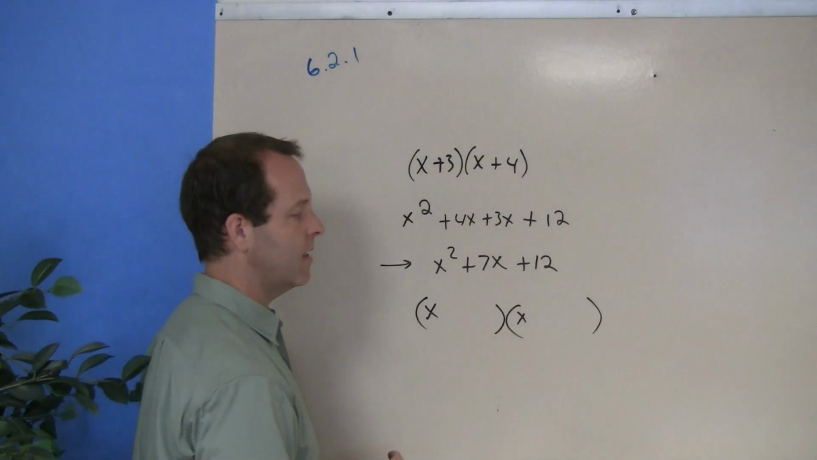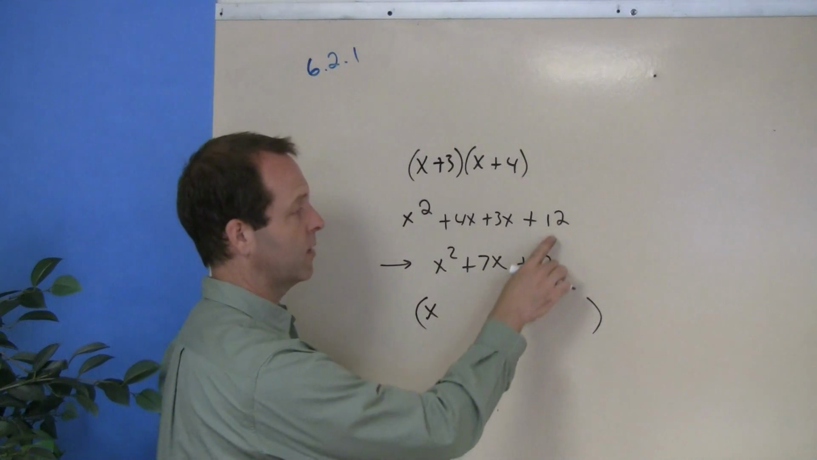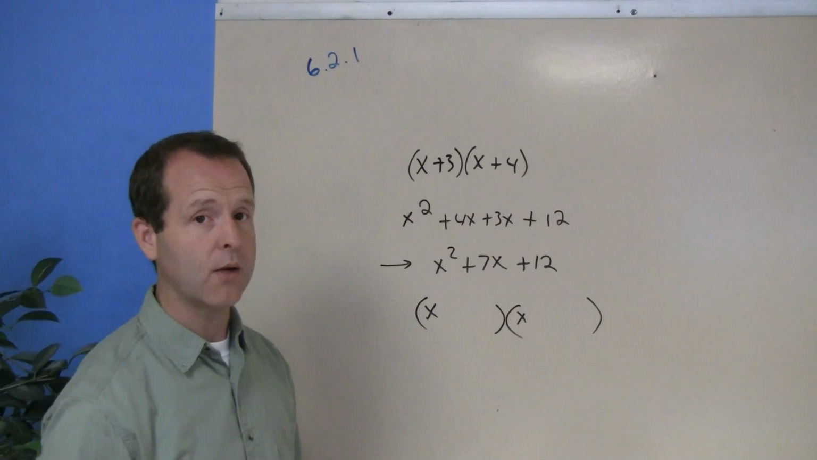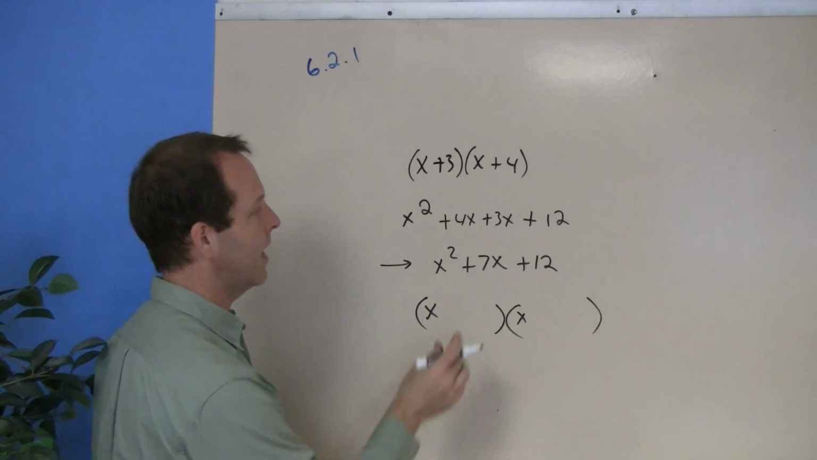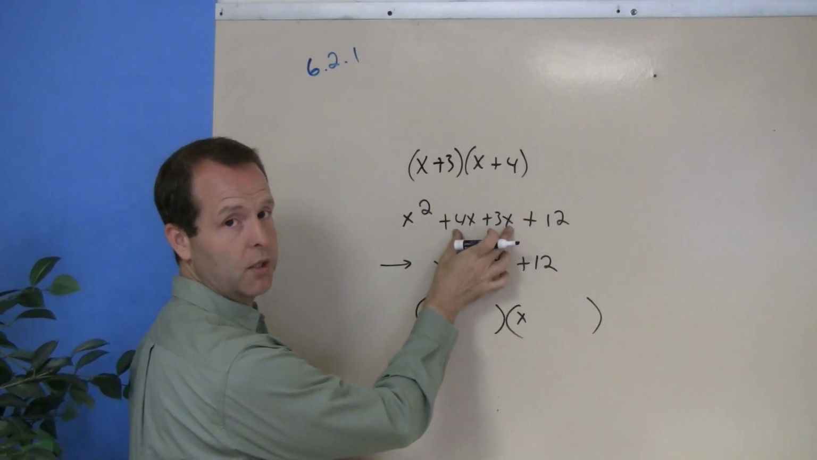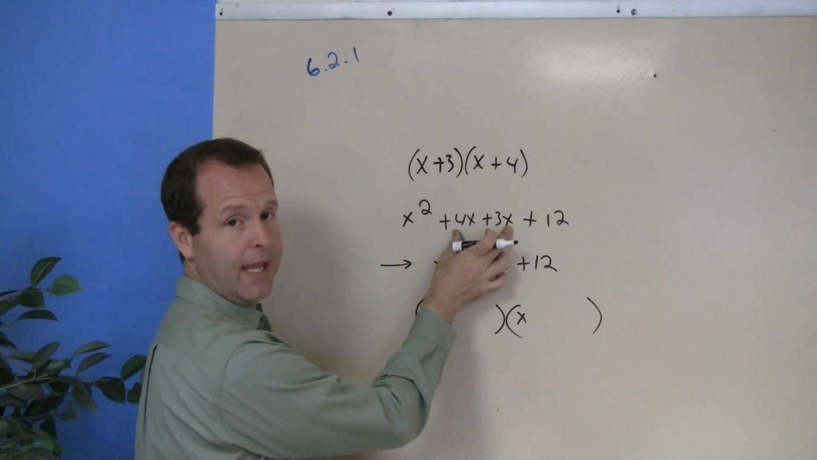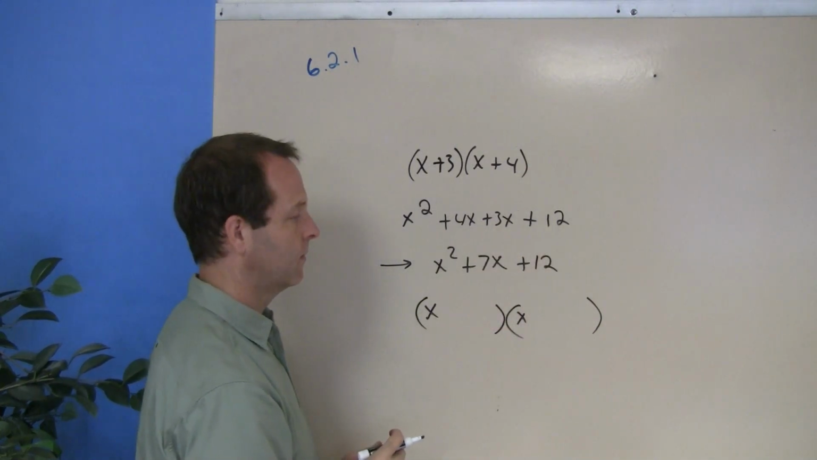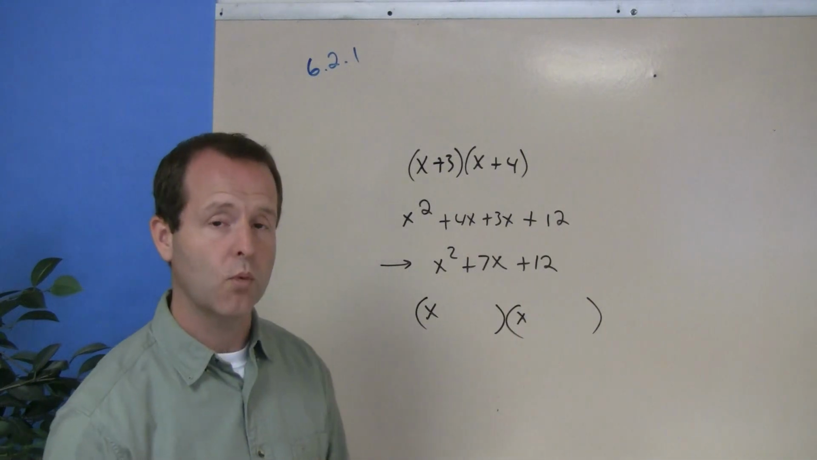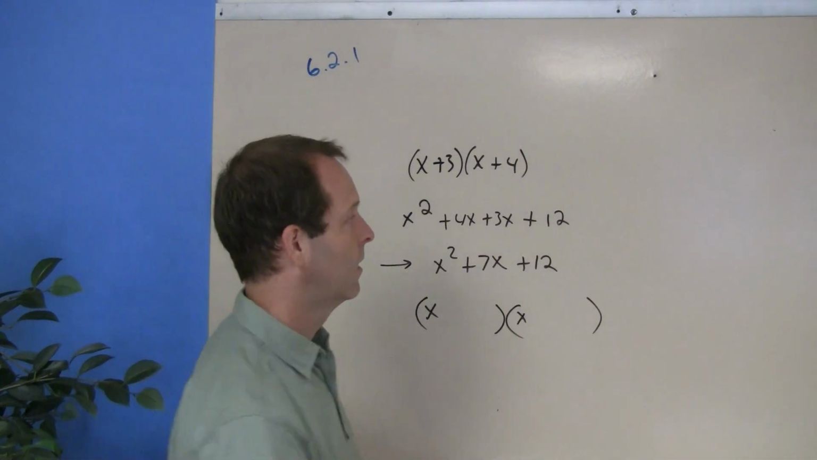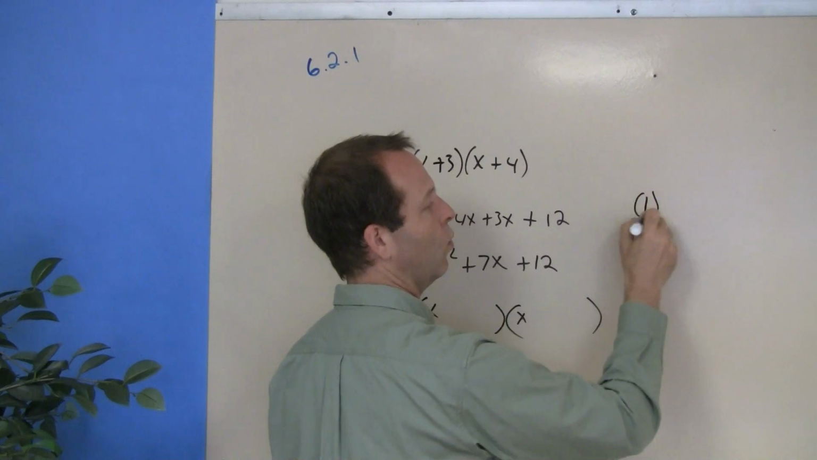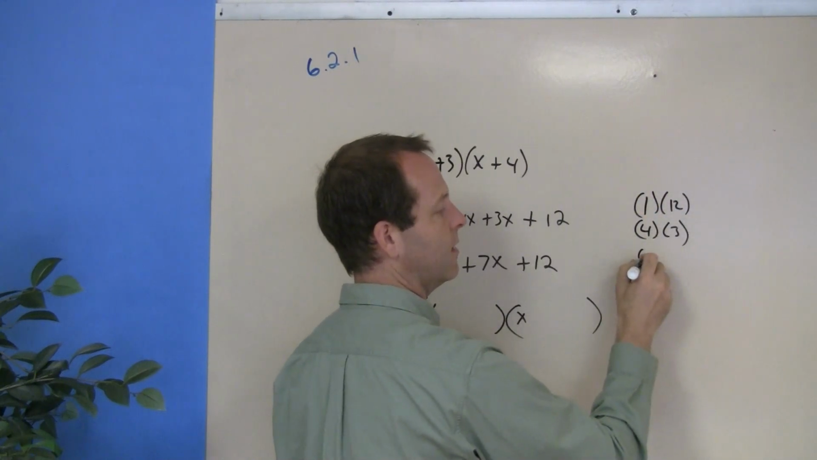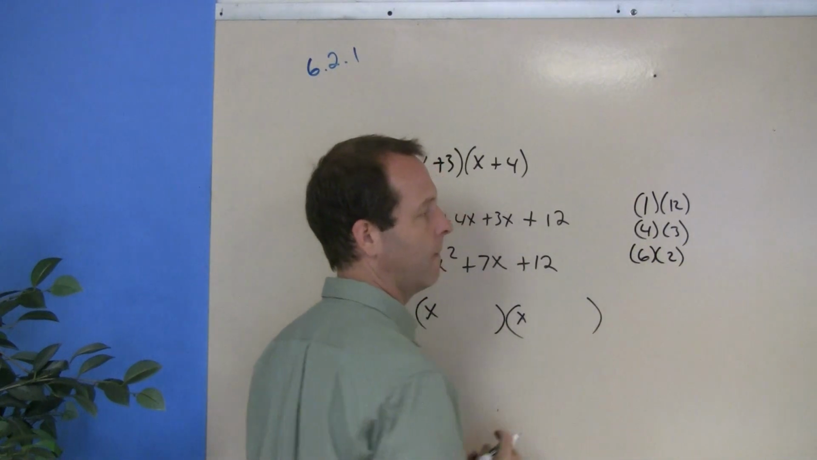You want to find numbers that when you multiply equal 12, but when you add them together equal 7. Just in the same way here, we added these two middle terms: 4 plus 3 became 7, but I also know that 4 times 3 produces 12. So what are all the numbers that when multiplied equal 12? Well, I have some options: 1 times 12, 4 times 3, 6 times 2.